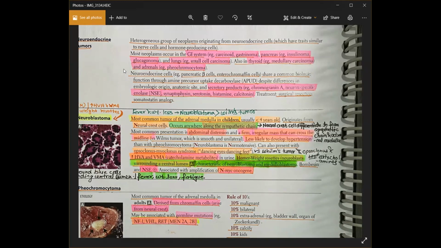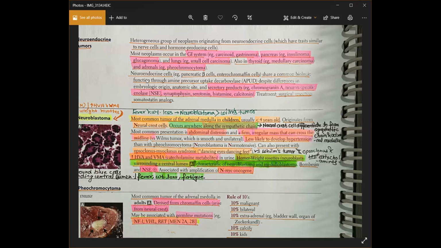Okay. So neuroendocrine cells kind of share common biological functions, although the amine precursor uptake decarboxylase despite differences, you can just ignore this fact. Just look for one thing, that they all have common features, but they have a different origin, different anatomic sites, and different mechanisms of action. They all have everything different, but their function, ultimately their effects, are very much common to each other.